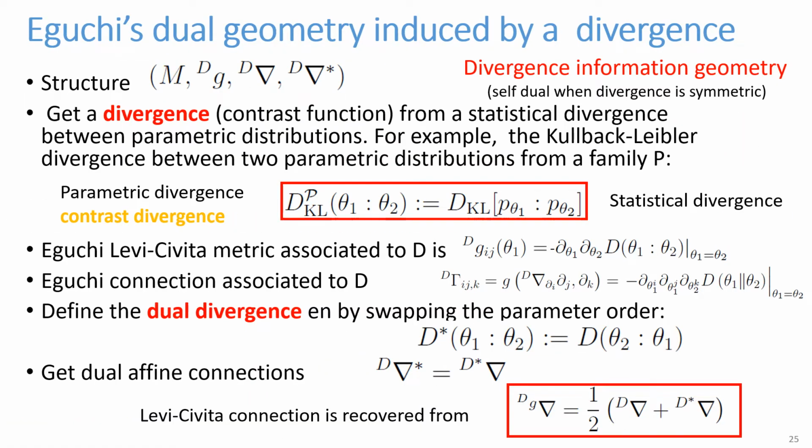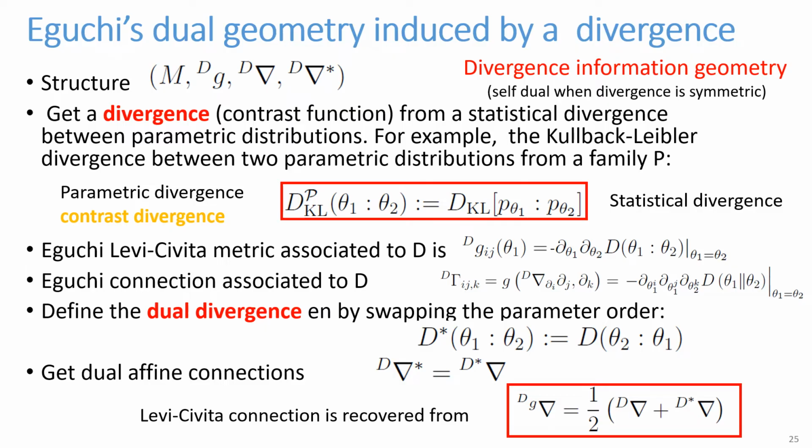Let us now see a second method to build meaningful dual information geometric structures, the divergence information geometry. Eguchi's method consists in taking a divergence D, also called a contrast function, for example the Kullback-Leibler divergence. In general, notice that the statistical divergence between two parametric densities corresponds to a parameter divergence. Eguchi defines a metric tensor induced by a divergence D by the following set of partial derivatives. Similarly, he defines a connection induced by the divergence D, ∇D, by these third-order derivatives.